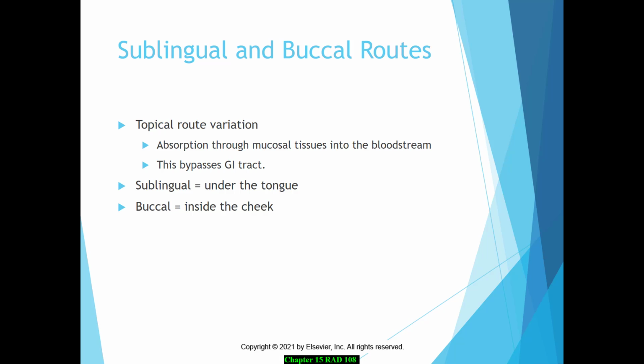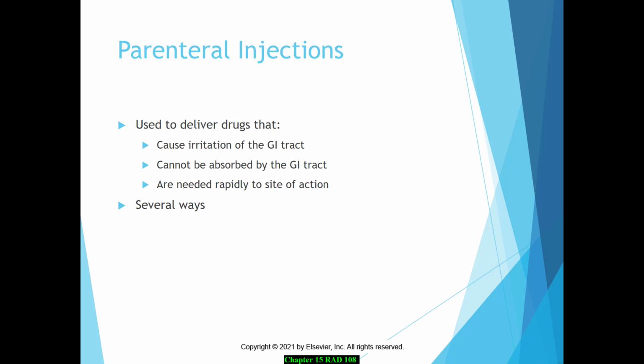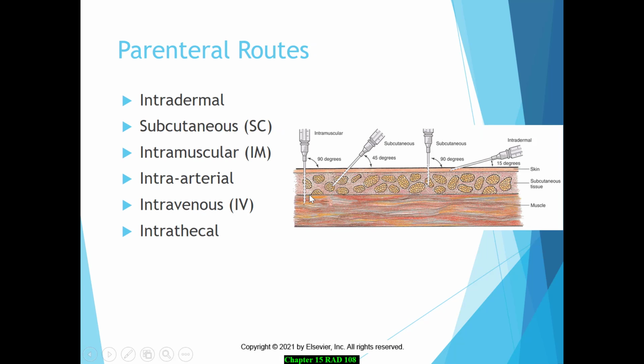Sublingual is under the tongue or inside the cheek. Again, these are more things that will be taking place in a doctor's office, not something that you'll be doing within the radiology department. But we do drugs through parenteral injections, and these are the types of injection routes that can occur. So when we're going intramuscular, it has a 90-degree angle, subcutaneous, 45-degree angle. You could also do a subcutaneous at the 90-degree and intradermal, which is a 15-degree angle.